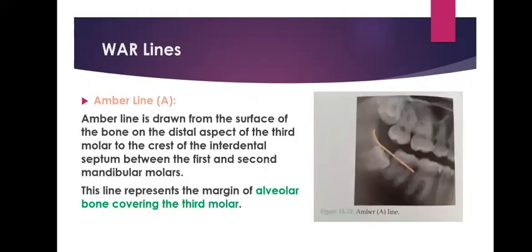The second is the amber line. The amber line is drawn from the surface of the bone on the distal aspect of the third molar to the crest of the interdental septum between the first and second mandibular molars, as you can see on the diagram on the right. This line represents the margin of alveolar bone covering the third molar. So we know how much bone is covering the third molar here.